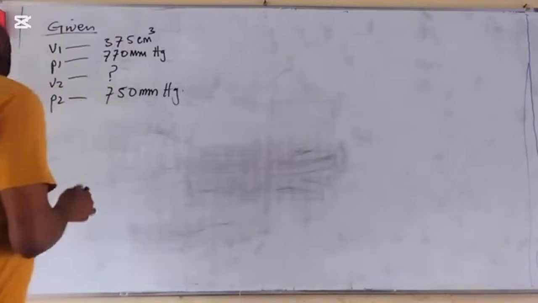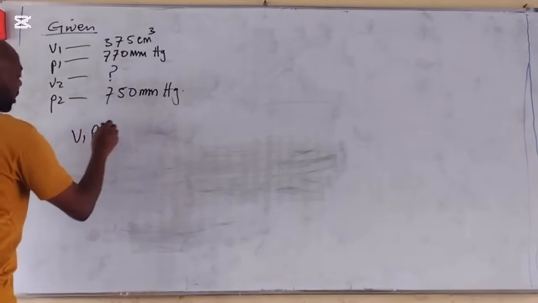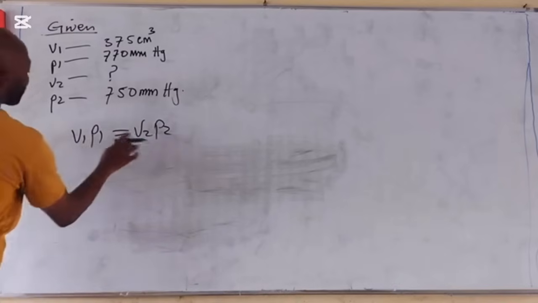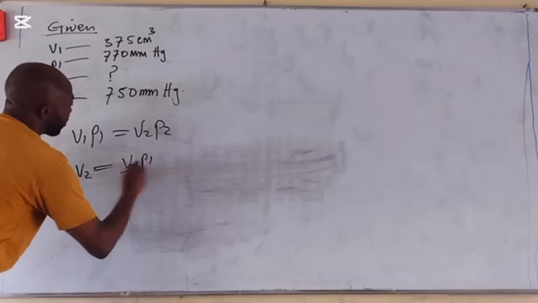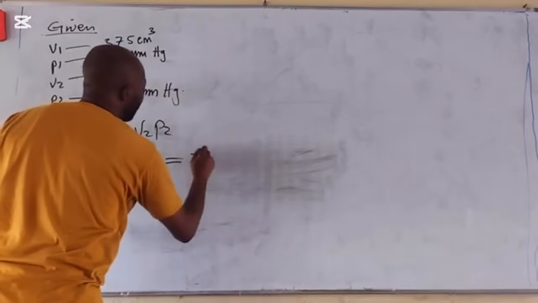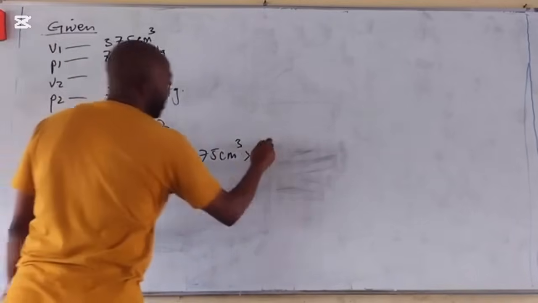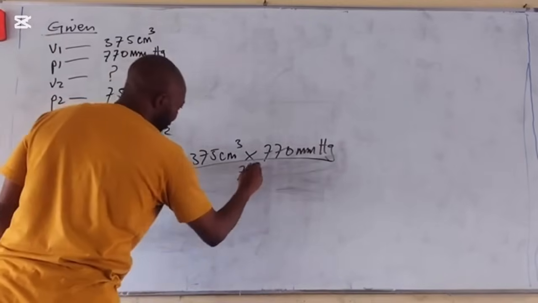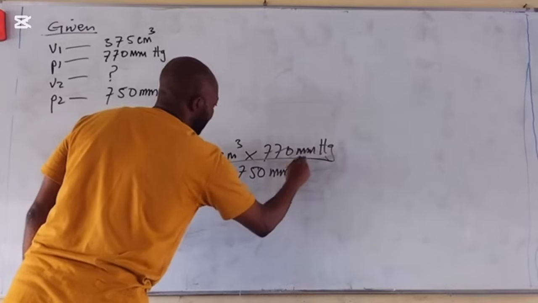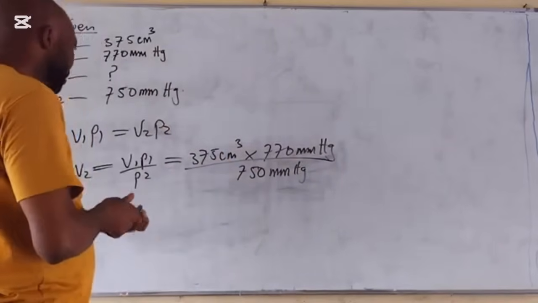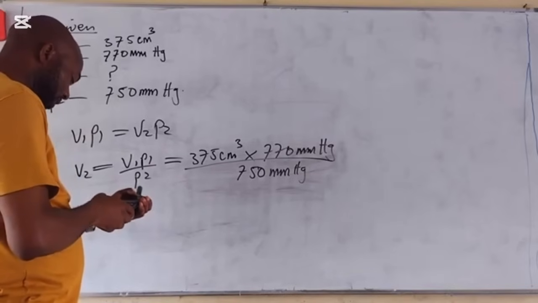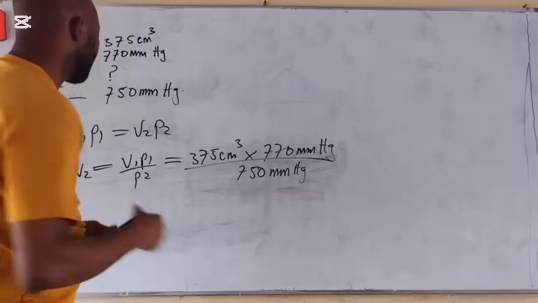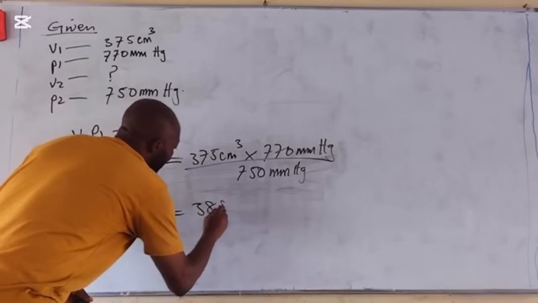So we proceed. Our formula again says V1 P1 is equals to V2 P2. We are looking for V2 again. I guess we're going to see question where we have to look for some other thing. So our V2 is equals to V1 P1 over P2. And this is V1 here is 375 cm cube times P1 is 770 millimeter of mercury over P2, which is 750 millimeter of mercury. So let's go. We have 375 times 770 divided by 750. 385. So our V2 is equal to 385 cm cubed.